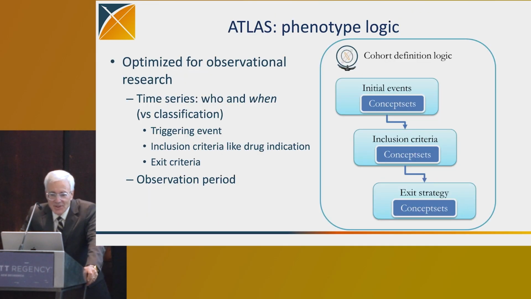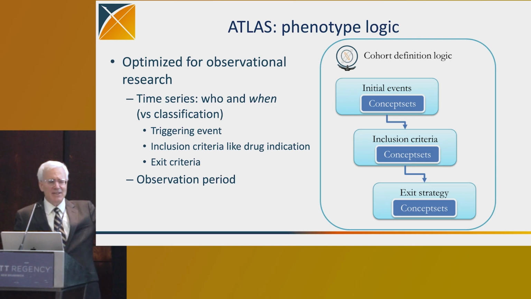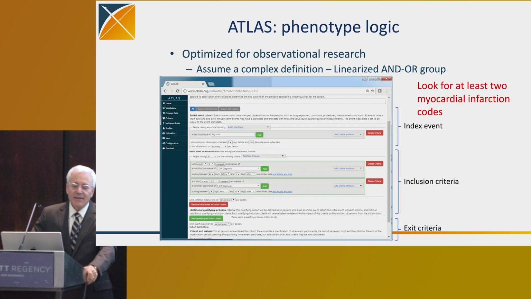Then you have to build your logic, which is a triggering event that gets me into the cohort. What are my inclusion criteria to say that it's relevant? So my triggering event might be I start a drug, semaglutide. My inclusion criteria, I want to make sure I'm taking it because of diabetes, not obesity. And then I need exit criteria. What gets me out of the cohort? And then Atlas provides you with a semi-graphical, kind of a linearized and/or group. And in this case, I put the logic there. Like I could look for 2 myocardial infarction codes, so I don't get so many rule-out MIs instead of MIs.